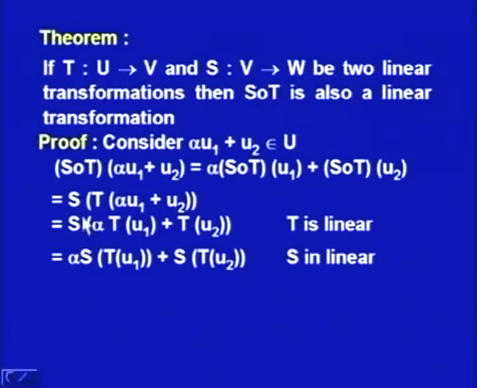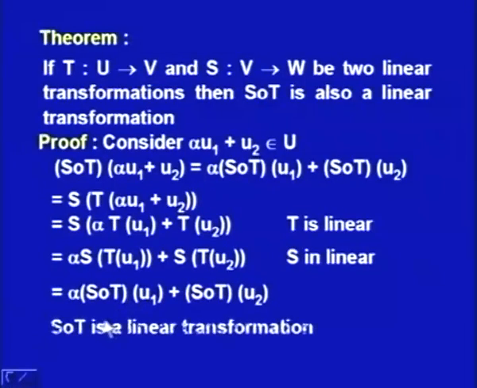So, applying this linear transformation twice, once for T, next time for S, we get left hand side equal to right hand side, and that proves the result that S composite T is a linear transformation. So, given two linear transformations, their composite is also a linear transformation.